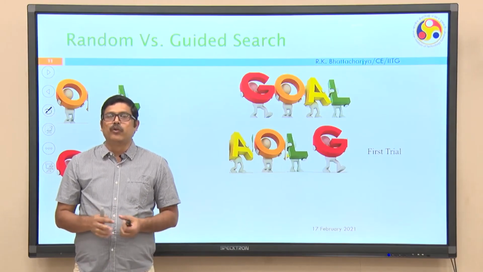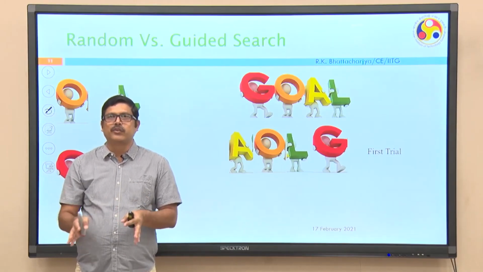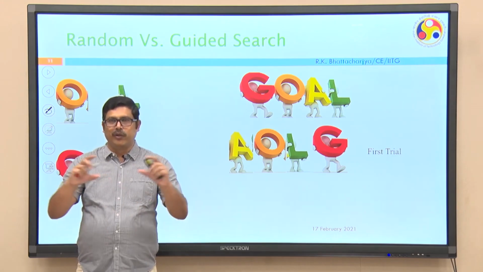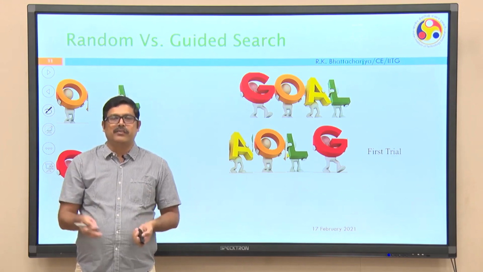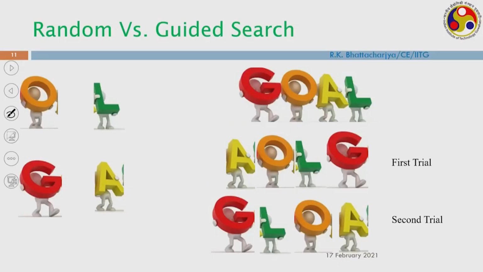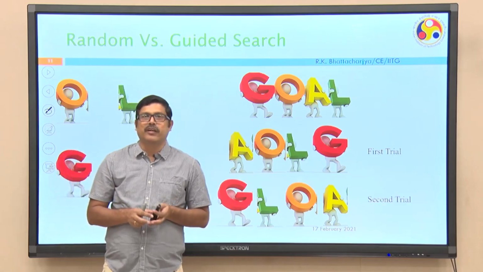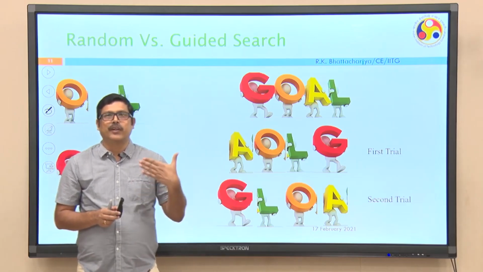Now what you will do basically? Then you will again rearrange those letters and you will give another trial, and suppose this is the second trial. So in the second trial you are getting ZLOA, that is also not the solution. So then what I will say? I will say no basically.